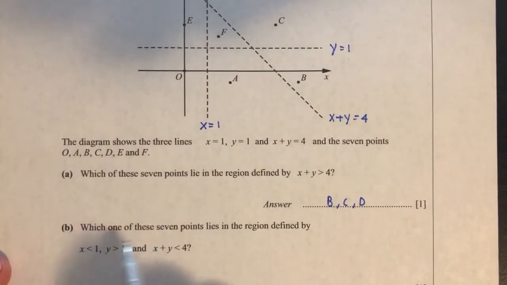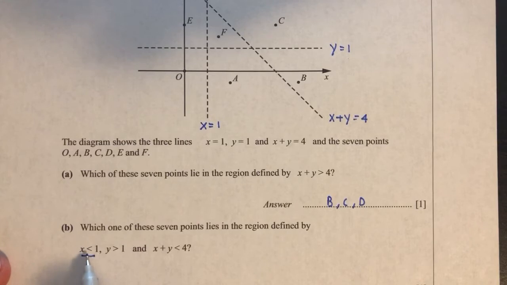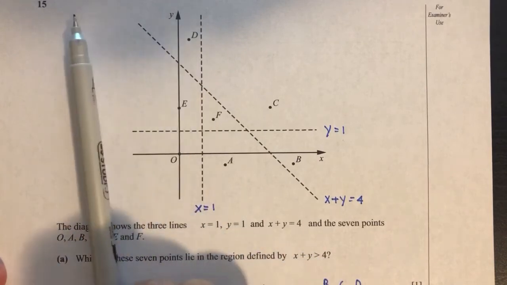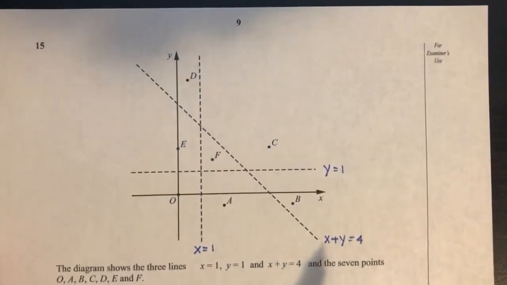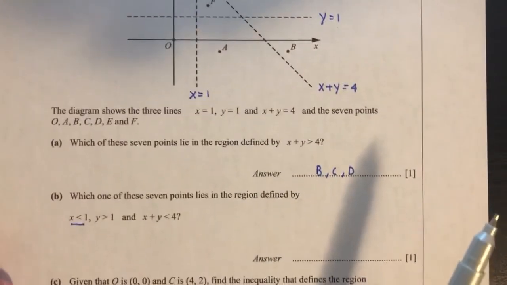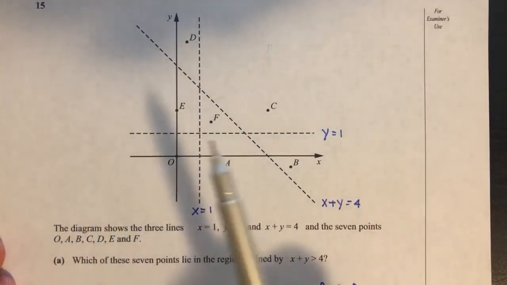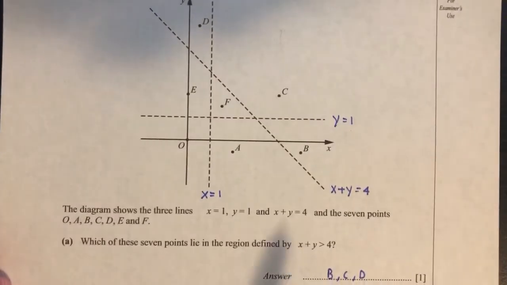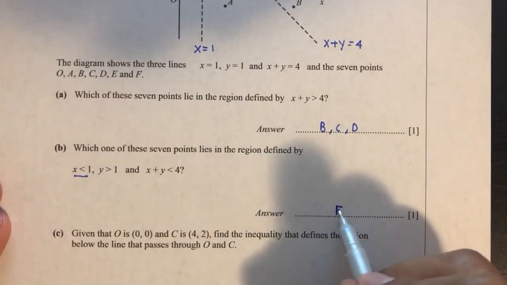Part B. Which of these 7 points lie in the region defined by, this is the first condition, x less than 1. It needs to be on this side. Okay, second condition we have is y more than 1, so it will be up on this side, and the last one is, it needs to be less than this line, so it will be below this line. So first condition needs to be on this side, up and below. So there's only one point that remains, which is this point, E. So your answer will be E.